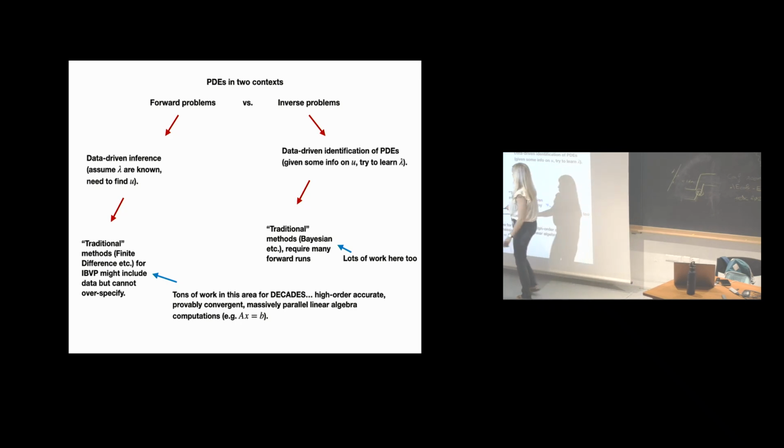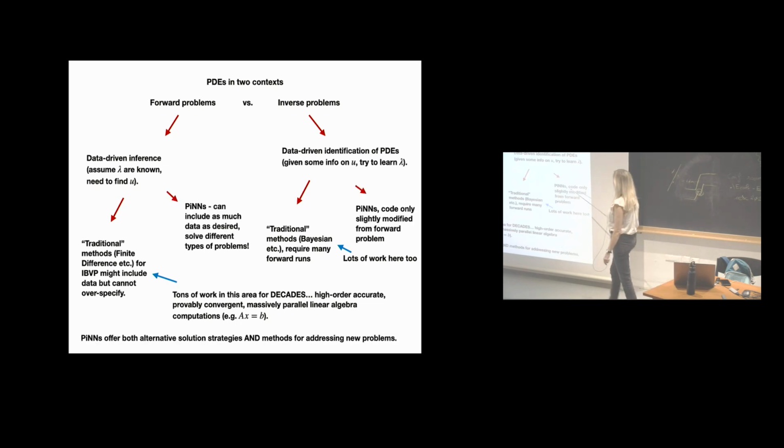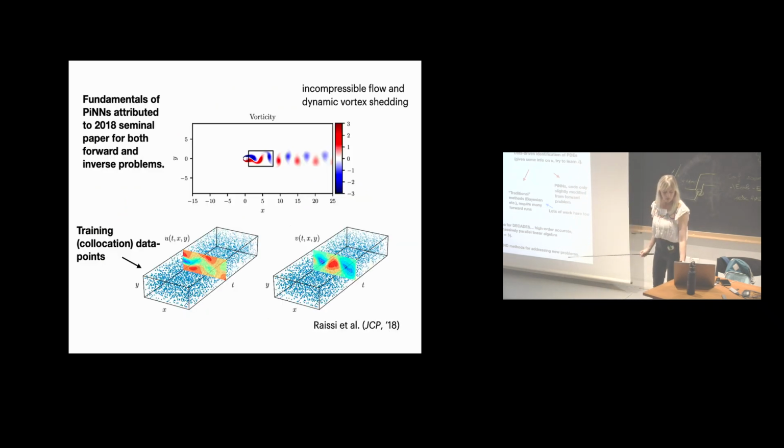For forward problems, we have traditional methods like the ones I've talked about so far. There's been tons of work in this area for decades, right? It's all Ax equals b. For inverse problems, we have traditional methods here, like for example, Bayesian methods that require many forward runs, and there's lots of work here too. PINNs, however, can solve both forward and inverse problems, and the nice thing about PINNs is that for the inverse problem, the code is only slightly modified from that of the forward problem.